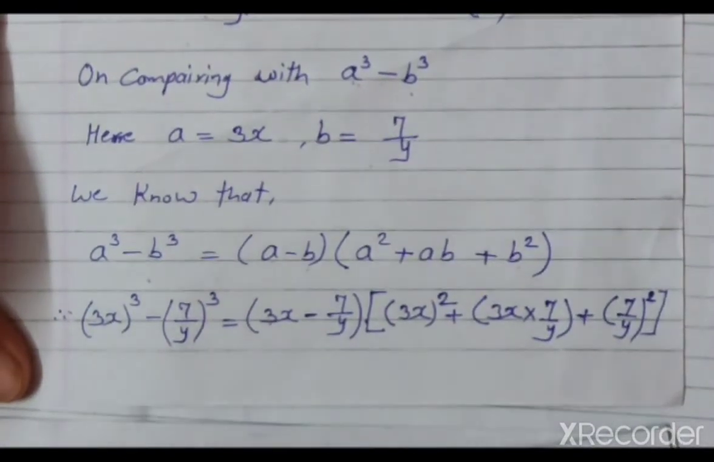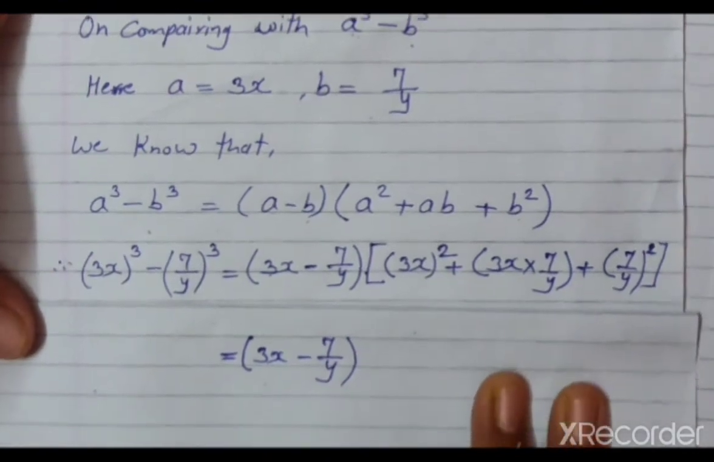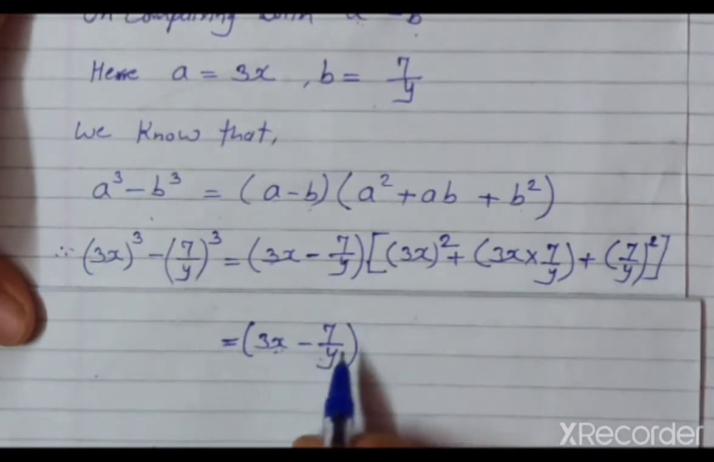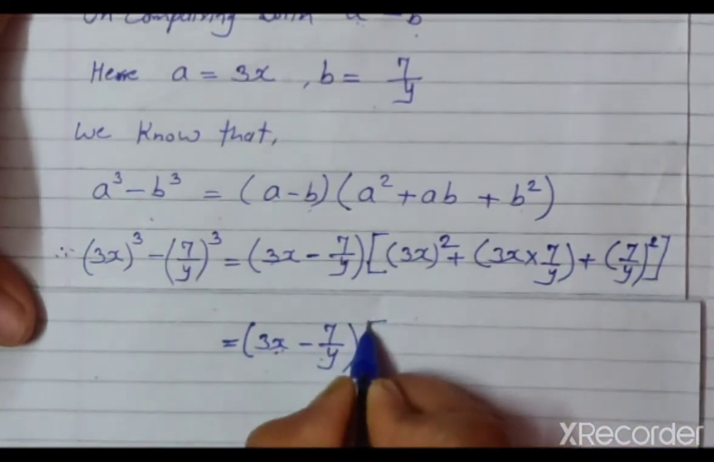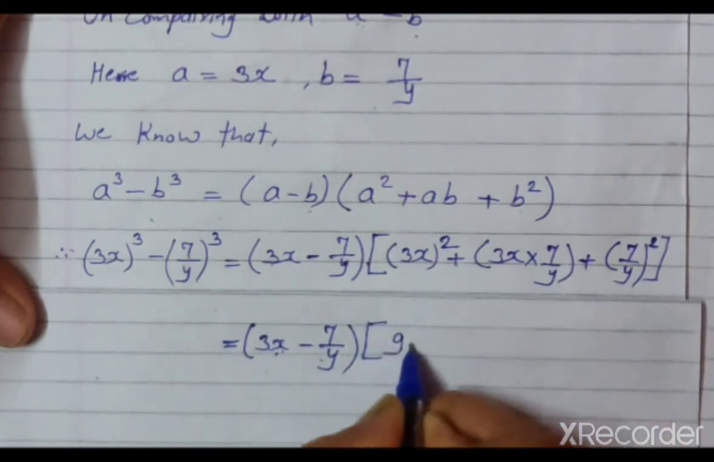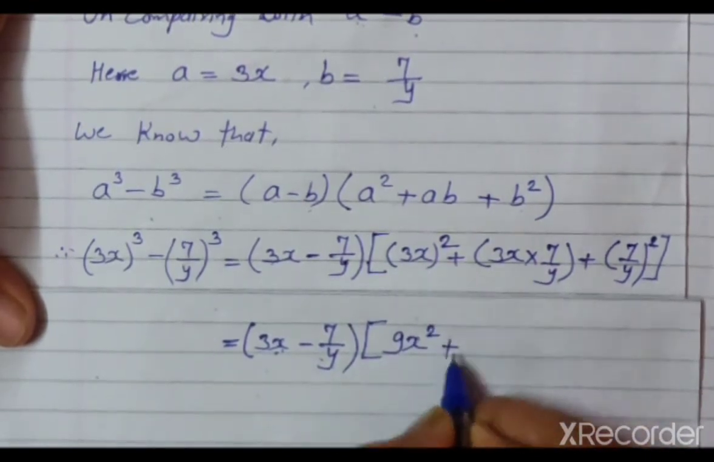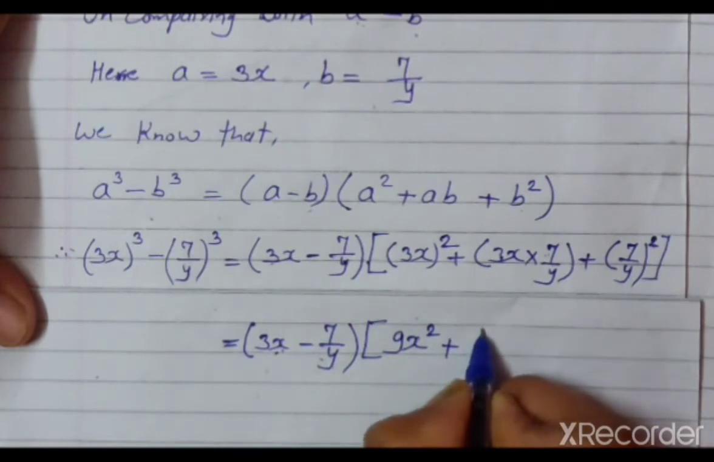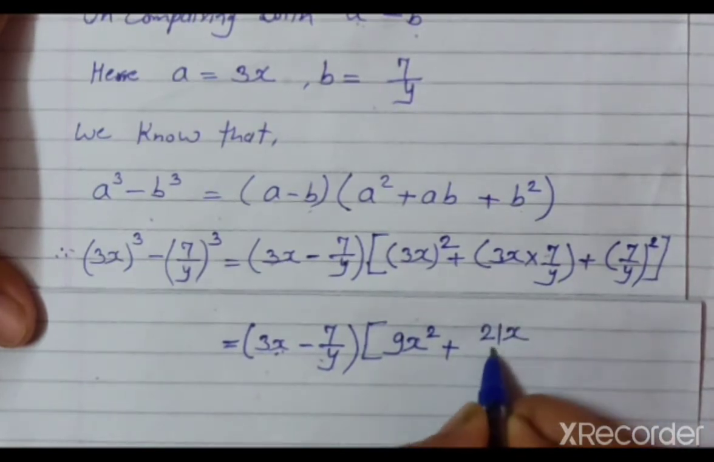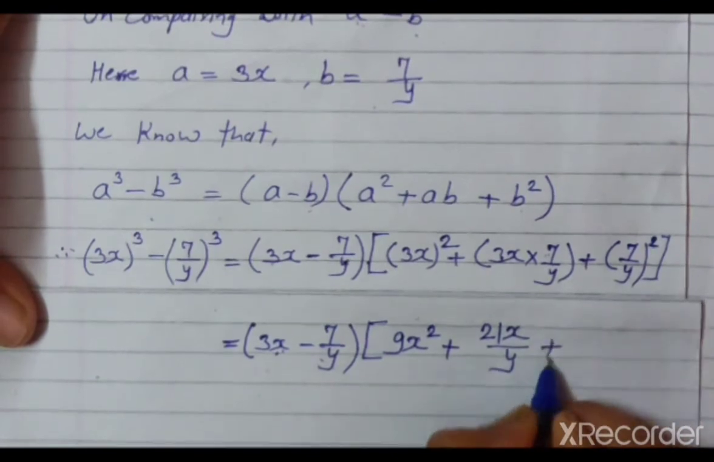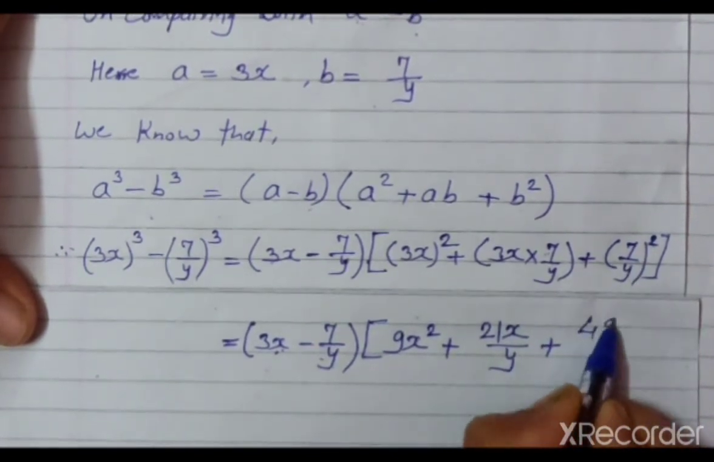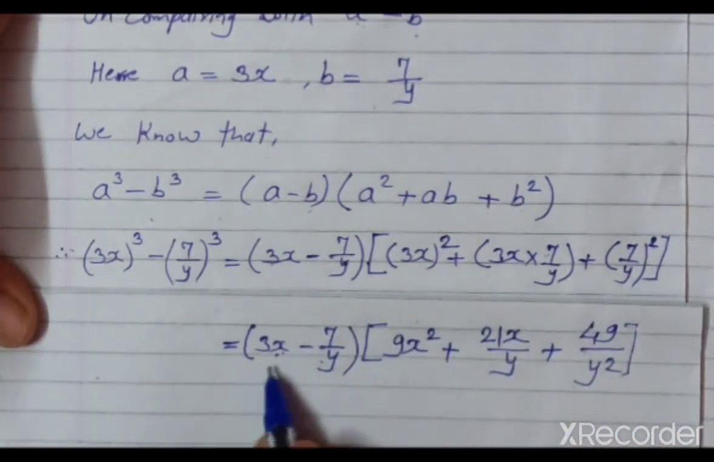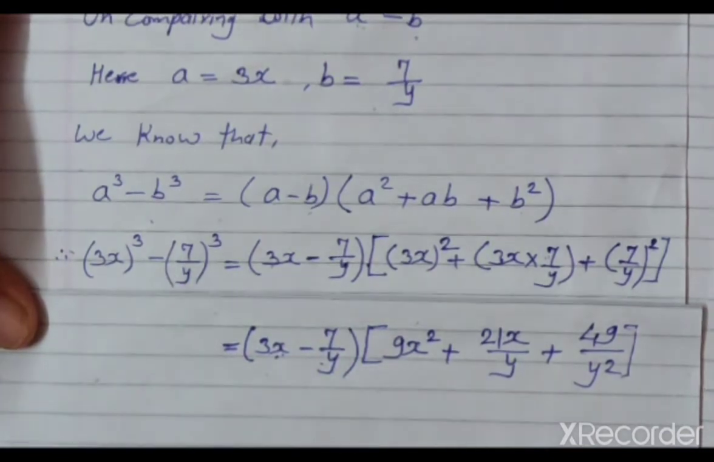Now let's solve it. This first term will remain as it is because this subtraction is not possible due to these different variables. Let's solve this next bracket. Square of 3 is equal to 9 and square of x is equal to x square, plus multiplication of these two numbers, 3 7s are 21 into x divided by y, plus square of 7 is equal to 49 and square of y is equal to y square. So these are the factors of our given question.